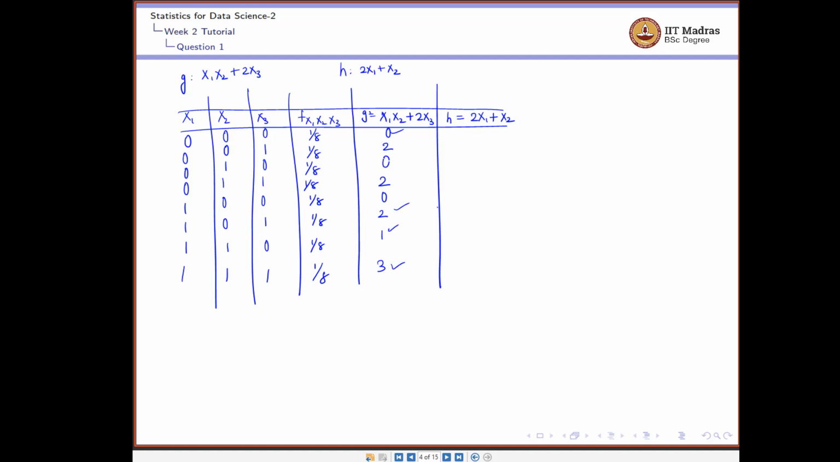Now let's see what values h is taking. So h is defined as 2x1 plus x2. So 2x1 plus x2, it is 0. Again it is 0. This 1, this 1.